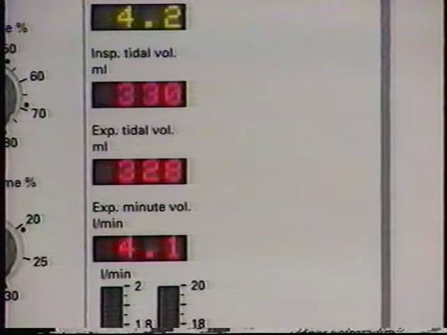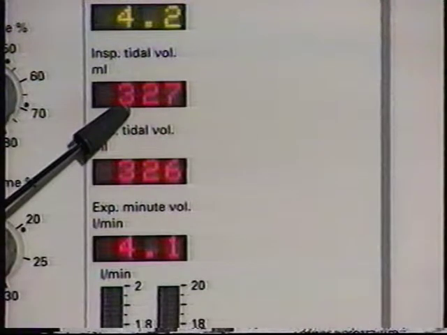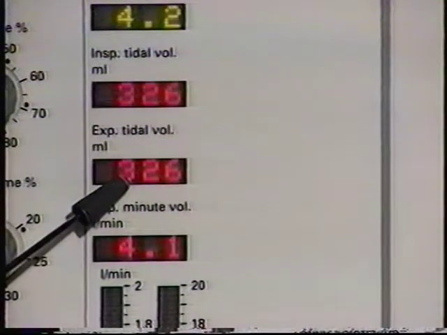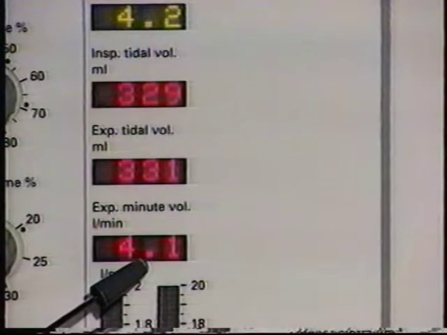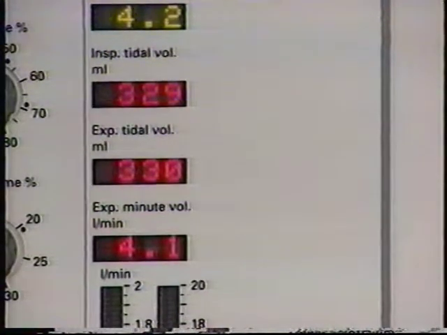The next three windows display measured values. The first two display the inspired and expired tidal volumes for each breath in milliliters. Some variance between these values is normal. The last window displays the expired minute volume in liters per minute. As we noted earlier, these volumes are different for each patient range.